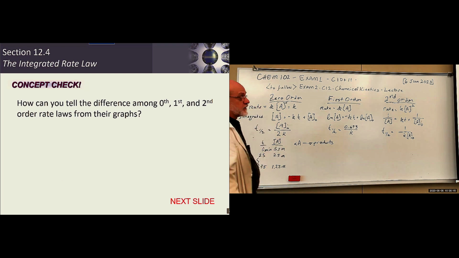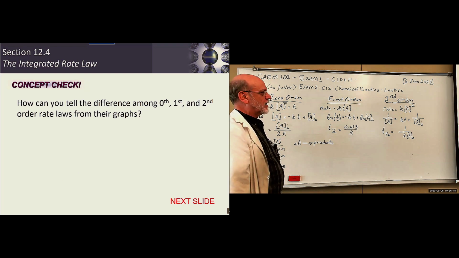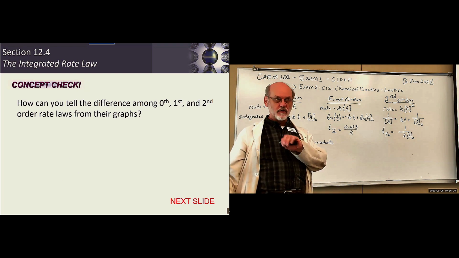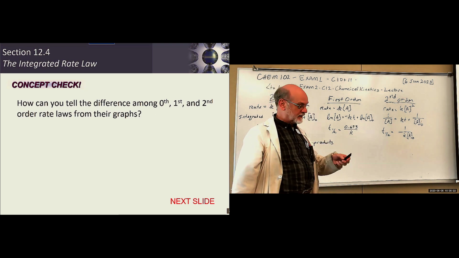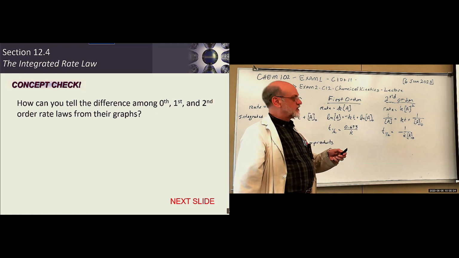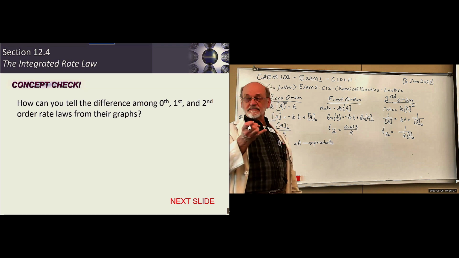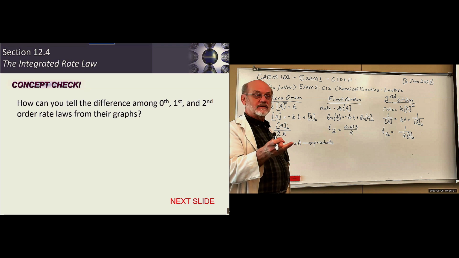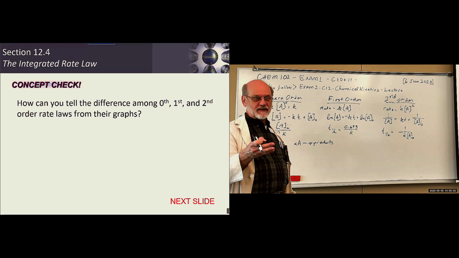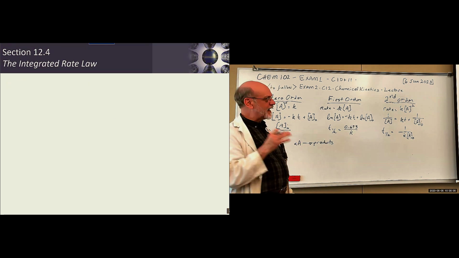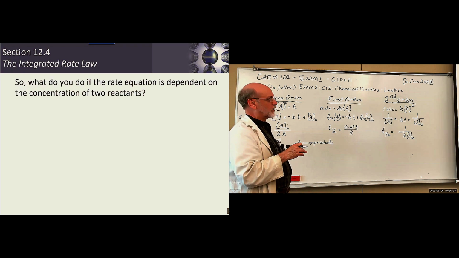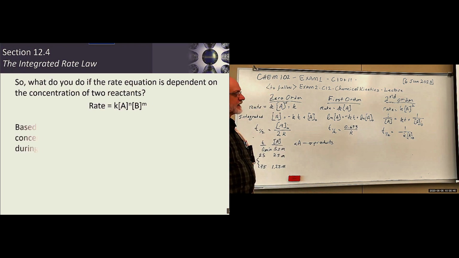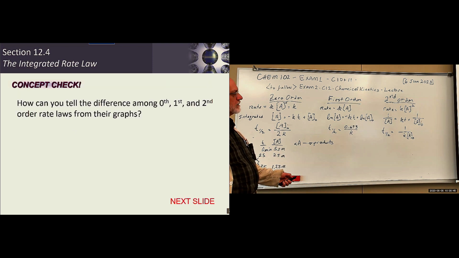Okay, how can you tell the difference between 0, first and second order rate laws from their graphs? We already went through that, but this is to reinforce it. Plot the raw data against time. Plot the natural log data against time. Plot the inverse against time. Which one's the straight line? And that will tell you what order it is. Oh, it didn't have the answer in black and white.